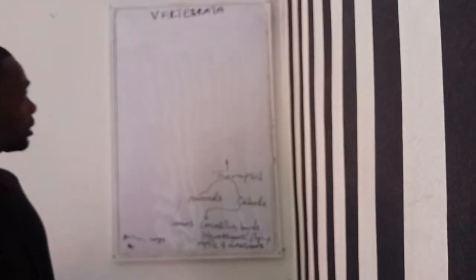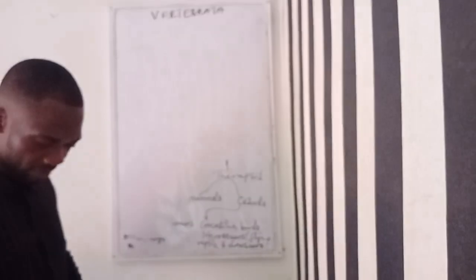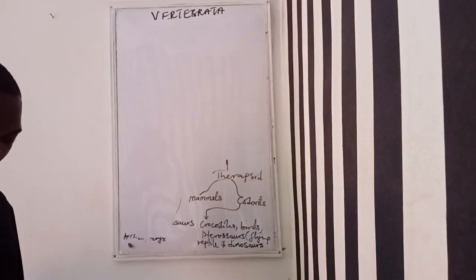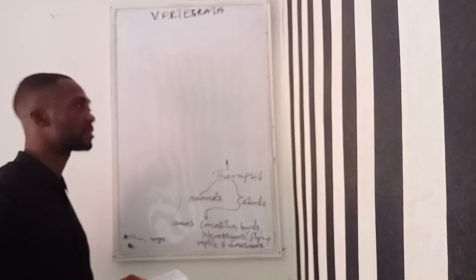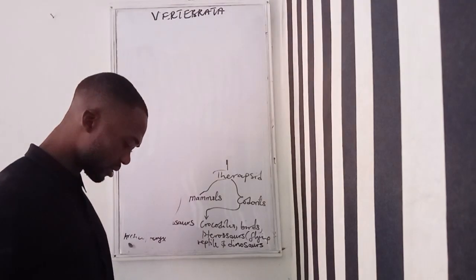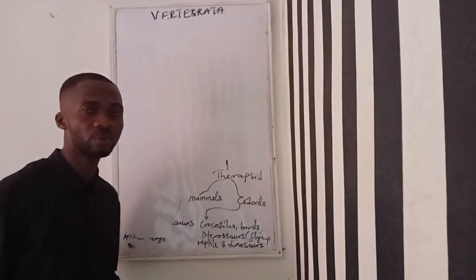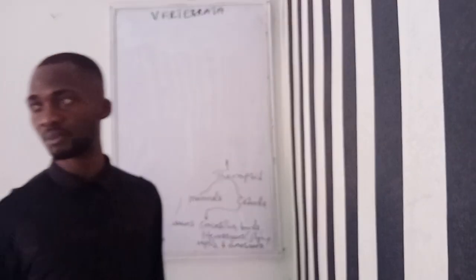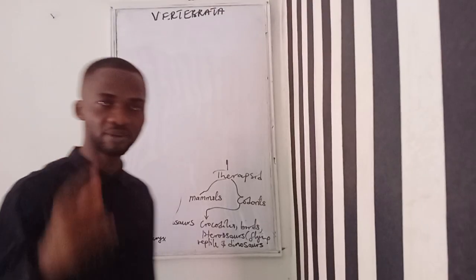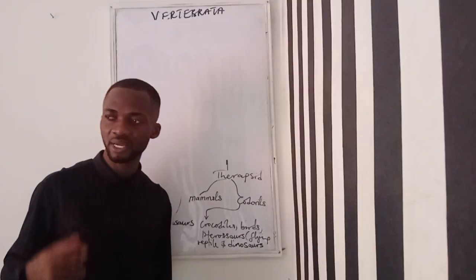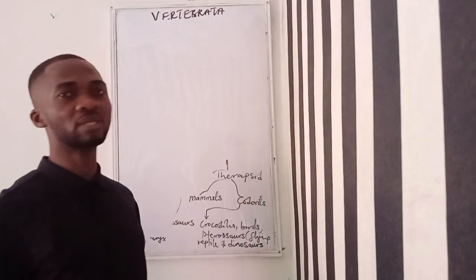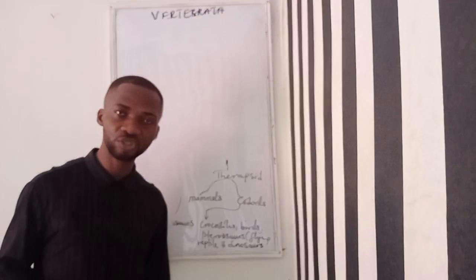So, the class Cyclostomata, they are the most primitive craniates or vertebrata. They are the lampreys and hagfishes. Why is this so? The reason is because the Agnatha gave rise to Cyclostomata. And like I said, the 2 examples of Cyclostomata are the lampreys and the hagfishes.